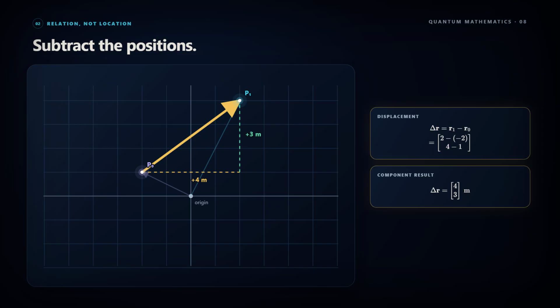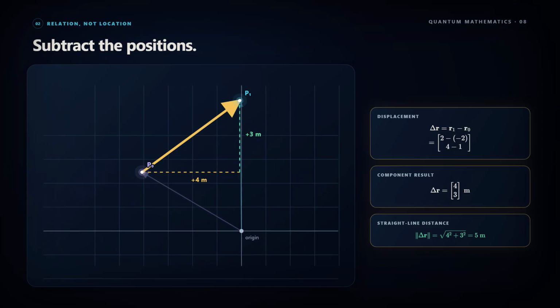Its first component says 4 meters to the right. Its second says 3 meters upward. Components replace a diagonal geometric move with two simple signed changes that are easy to calculate. Together, they still describe one displacement. Its magnitude is the straight line distance between the flashes, the square root of 4 squared plus 3 squared, which is 5 meters. Now shift the coordinate origin.